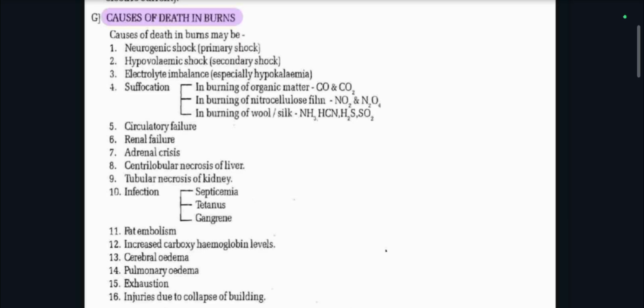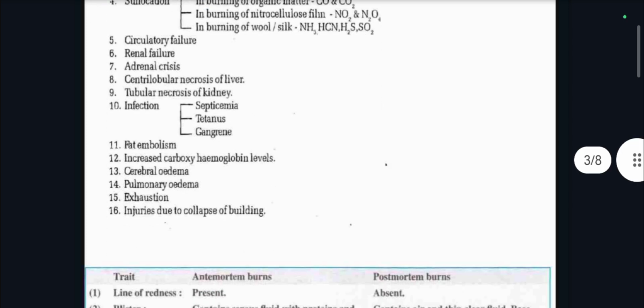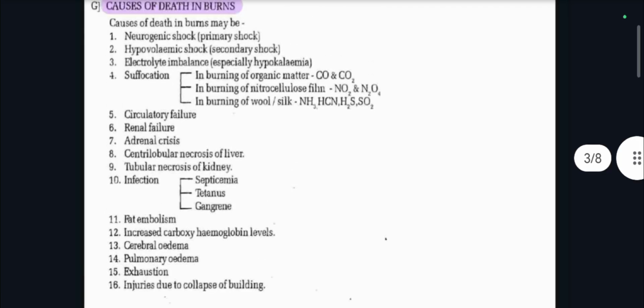Coming to the third set of 4 points, we read about necrosis of liver, centrilobular necrosis of liver, then tubular necrosis of kidneys, fat embolism, and increased carboxyhemoglobin level. So this is going to be our third set. What about the fourth set? Everything regarding edema, brain and lungs. So cerebral edema, pulmonary edema, exhaustion, and injuries due to collapse of building. So these are the causes of death in burns. I want you people to memorize these in 4 sets.